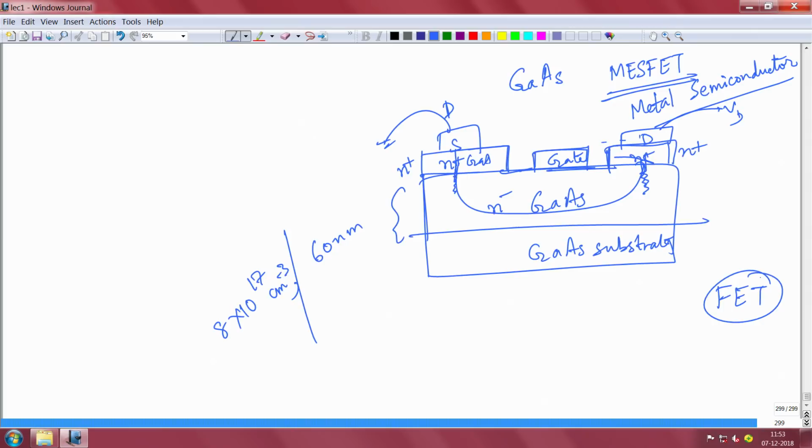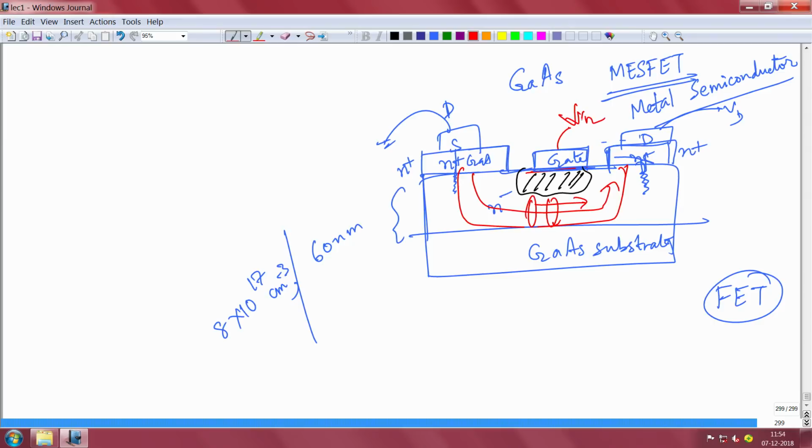So this area will be depleted by the gate as you apply more negative voltage. This depletion reduces the thickness of the channel through which charge flows from the source to the drain, right? So it will deplete some area below here as you increase the gate voltage. The path that the current flows, this channel thickness, reduces, right? So your current can be modulated by the gate voltage.